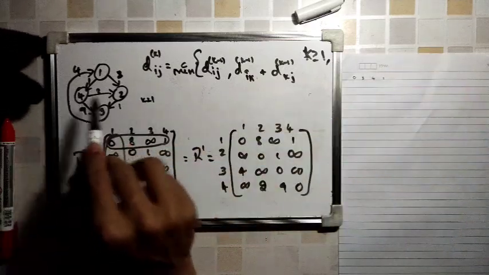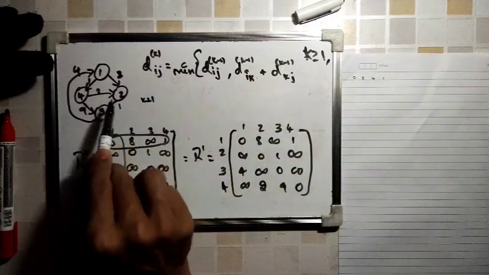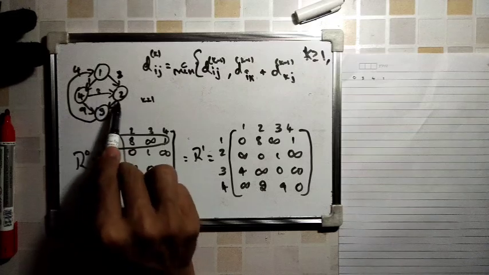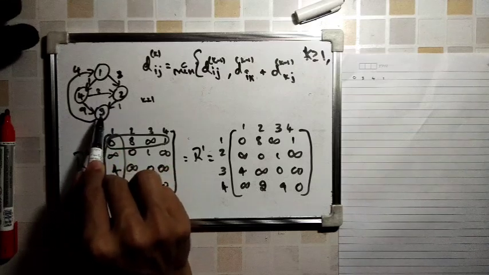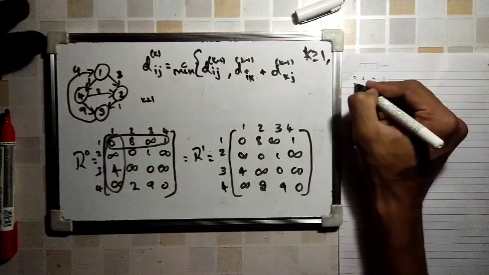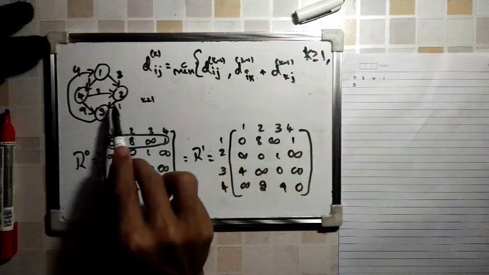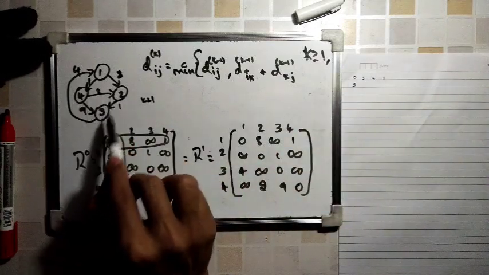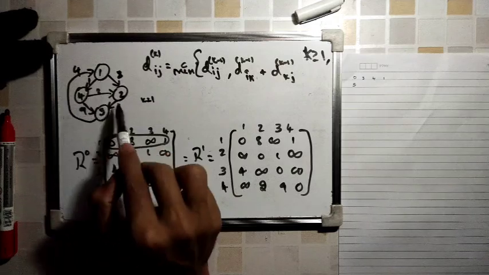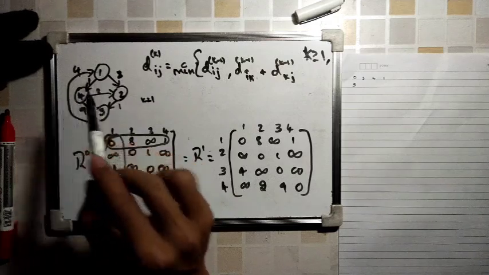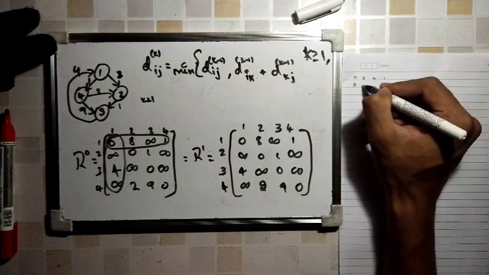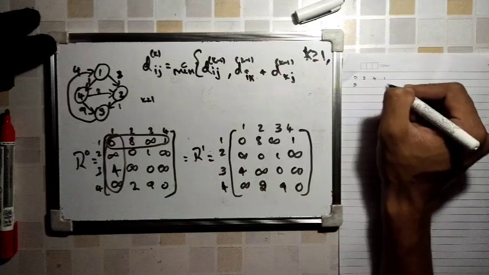So now let me take 2. 2 to 1 is infinity. If I have to reach 1, how can I reach? 2 goes only to 3, and from 3 to 4, so it is 5. Then 2 to 4: I cannot go directly either way. So if I go 2 to 3, 3 to 1, 1 to 4, that is 1 plus 1 plus 4, that is 6. Okay, 2 to 4 is 6.